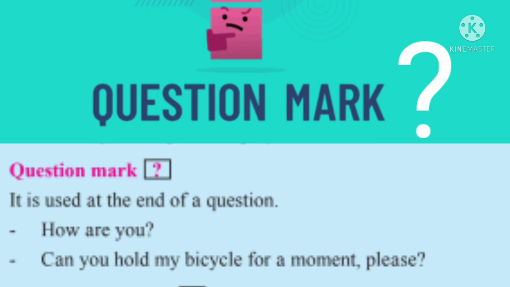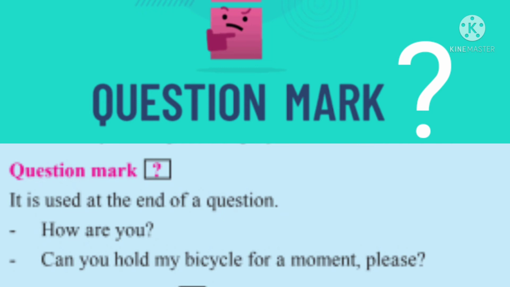Next we have is question mark. Now students, this is quite easy because we can identify a question easily. Question mark we use whenever the person is asking any question in the sentence. As they have given some examples, how are you? Now it's a question. Hence, we will not put a full stop, but we will end it with a question mark.